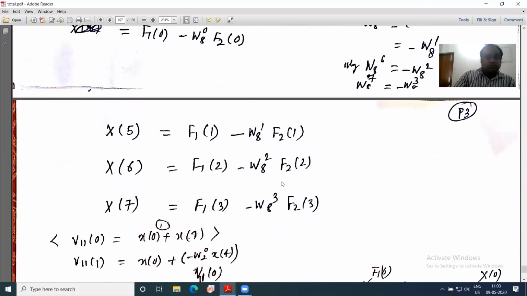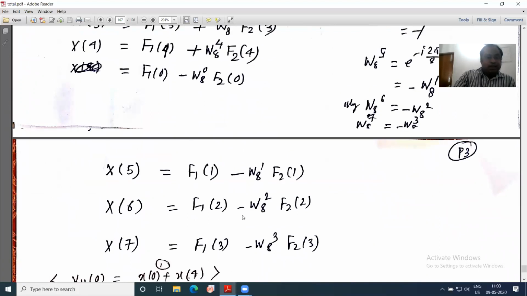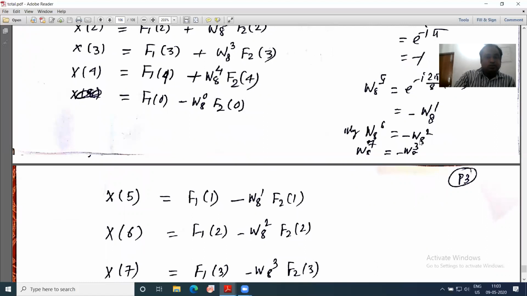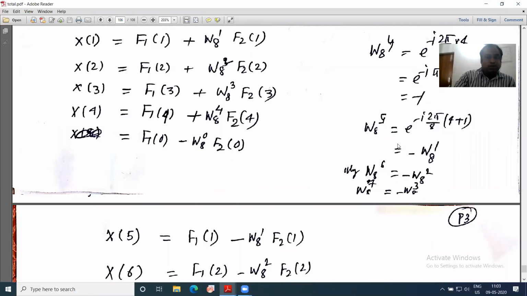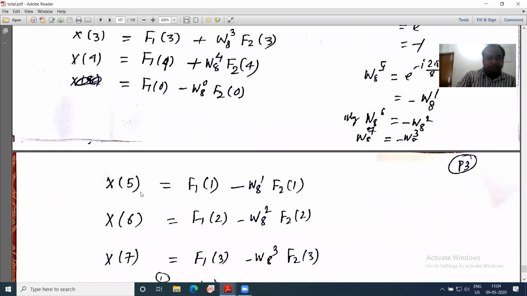So x of 6 equal to 6 means 2, then w8^6 equals minus w8^2, because it is 2 plus 4, and corresponding to 4, w8^4 is equal to minus 1. And w8^7 equals minus w8^3, because w8^4 is equal to minus 1. Therefore, I have got x5, x6, and x7 in terms of f1 of 3, f2 of 3 minus w8 into 3. In this equation f1, f2 are known, so I can find x1, x2, x3 up to x7, because these are all functions of f1, f2, f3.